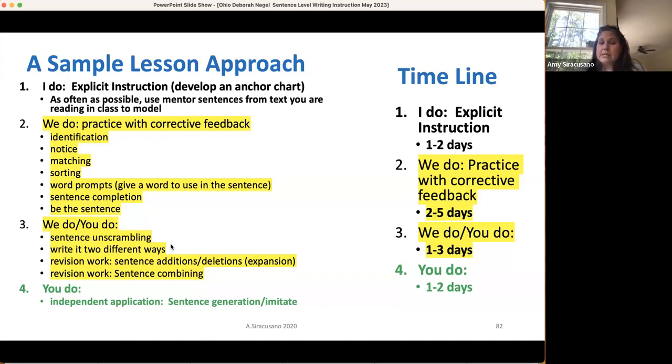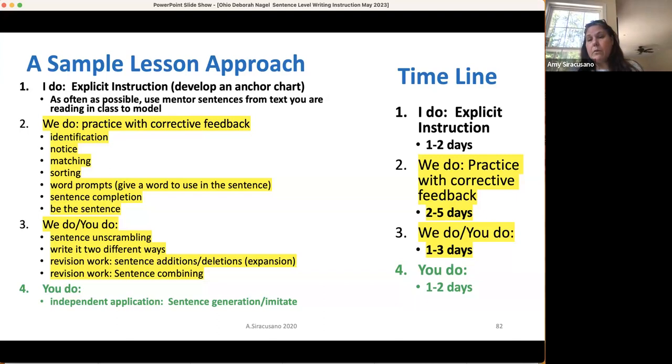So gradual release. Maybe this is sentence unscrambling. Maybe this is writing it 2 different ways. Maybe this is revision work where we're doing expansion activities. Maybe it's about sentence combining. And then finally, 1 to 2 days where they're generating a sentence on their own. And then after that, we want to see this in practice.